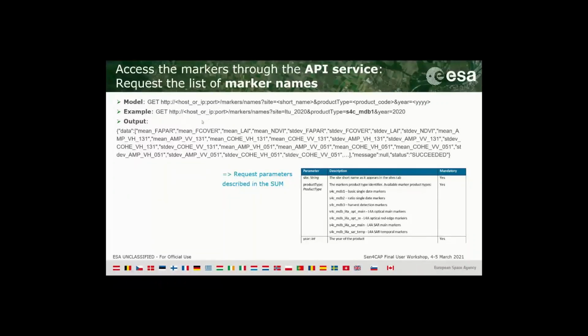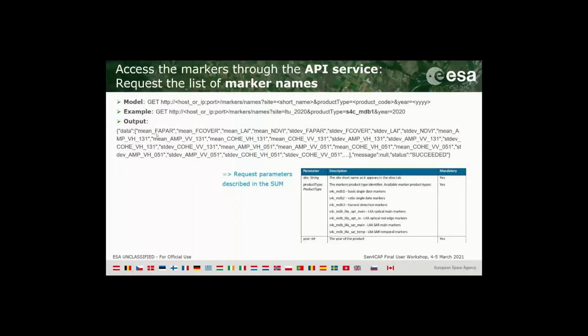First you have to define the IP address of the machine where the system is installed, with the right port. You have to define the site of your system from which you want to extract the markers, and the product type. We saw that there are different product types, also listed here. You have to define which type you want, and the year of the markers that you want to extract. When you do that, it gives you this kind of JSON answer.